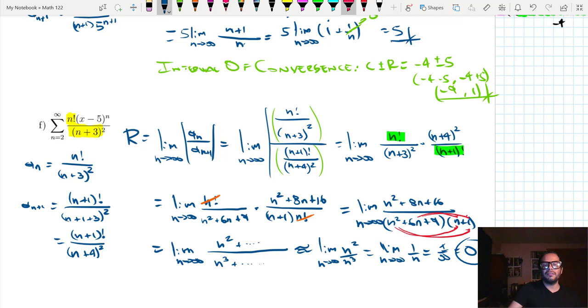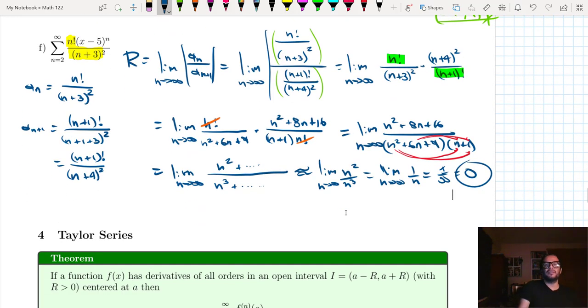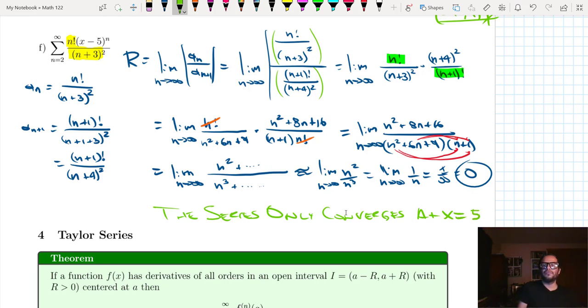Because the radius is 0, the series only converges at its center, x equals 5. So no radius, just the center.